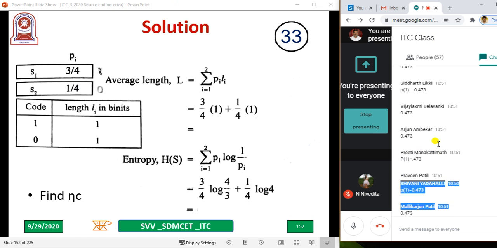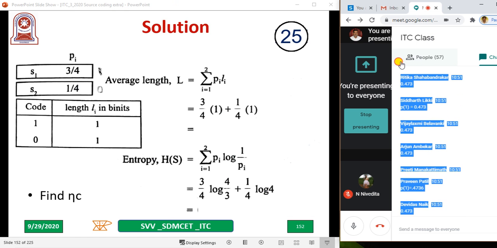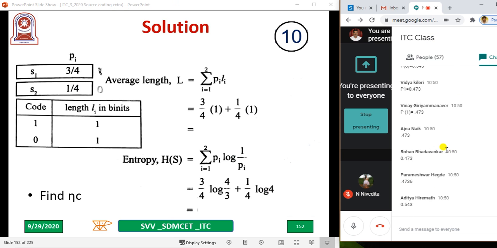You can type your answers. Oh, L equal to 1, most of them have typed, very good. Do it. Efficiency also you can find out.